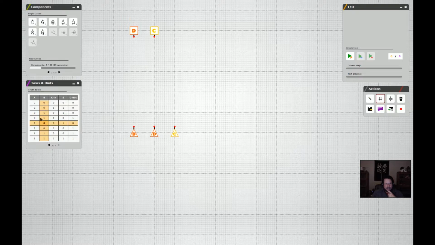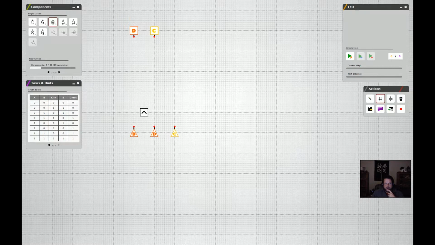So if we took A and B and XOR'd them together, right? Where they're the same, the output is going to be 0, and where their inputs are different, the output is going to be a 1. So if we think about that, right? Well, let's just do it.